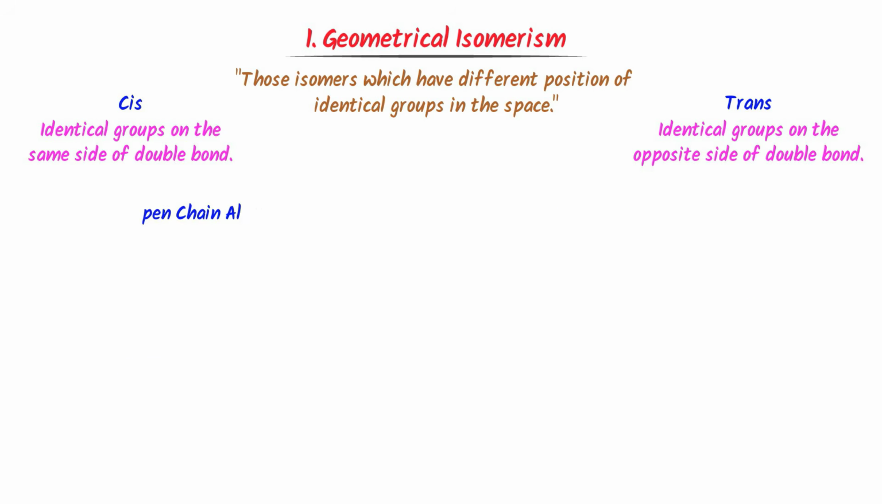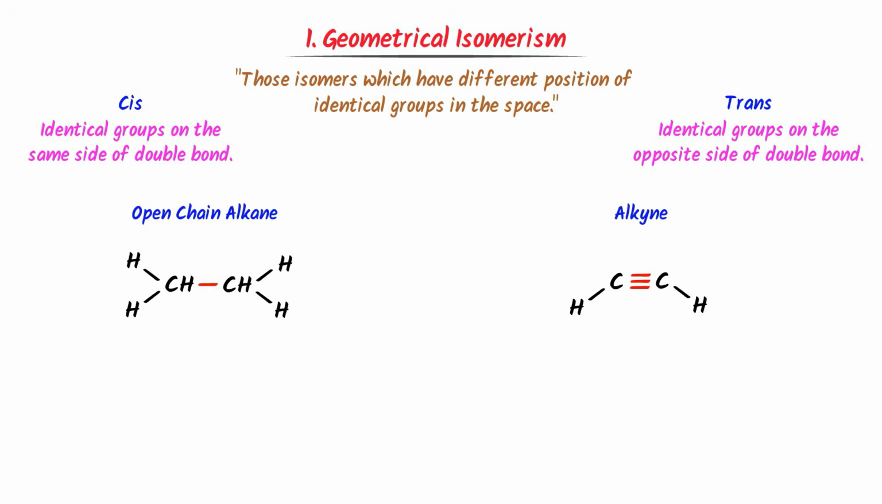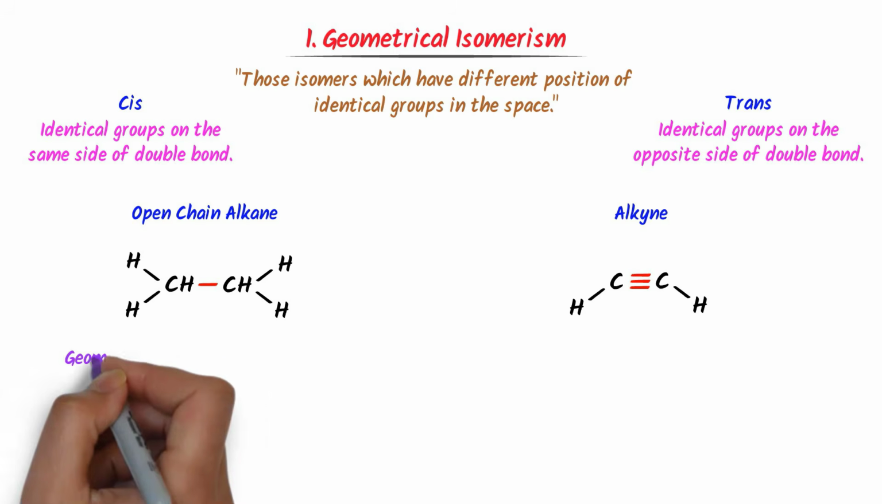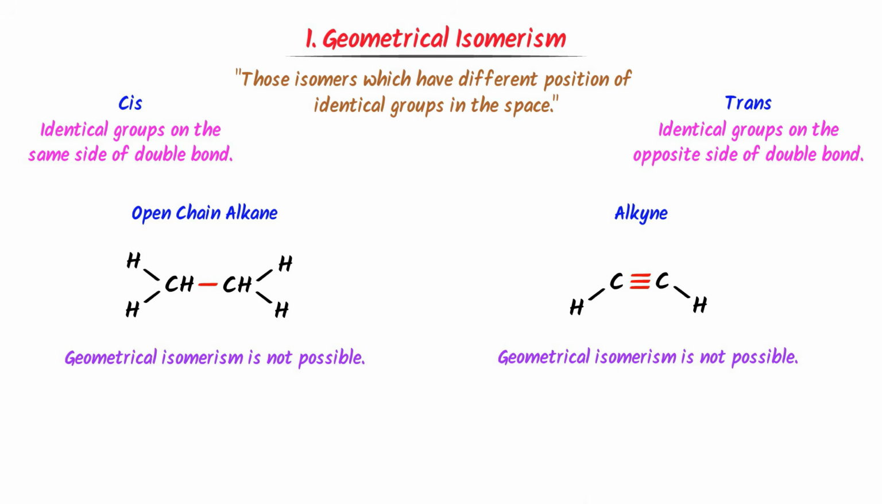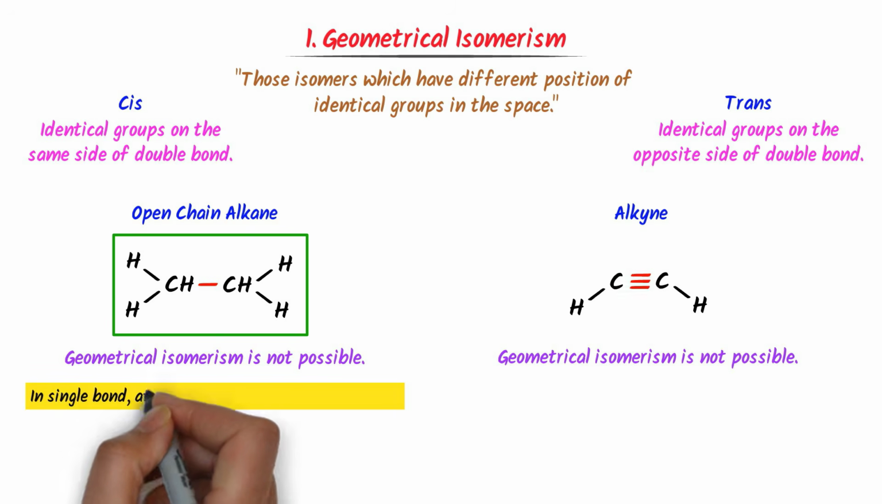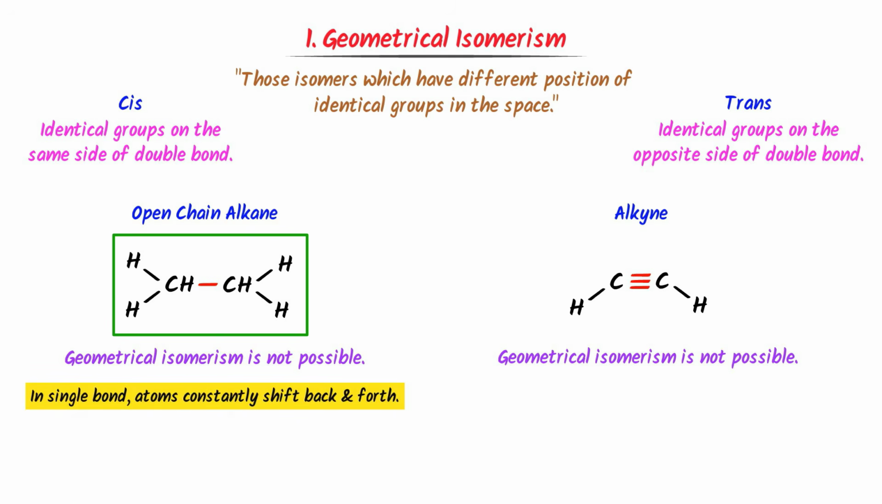Now consider open chain alkane and alkyne. Remember that geometrical isomerism is not possible in open chain alkane and alkyne. It is because alkanes have a carbon-carbon single bond or sigma bond. In a sigma bond, atoms constantly shift back and forth. I mean, atoms constantly move up and down. So geometrical isomerism is not possible.